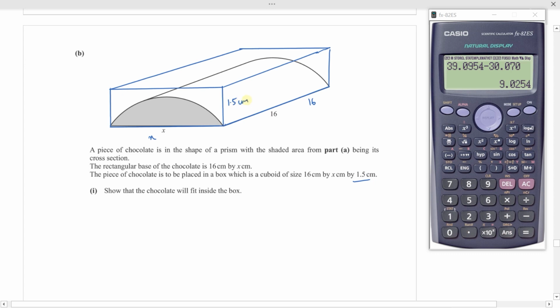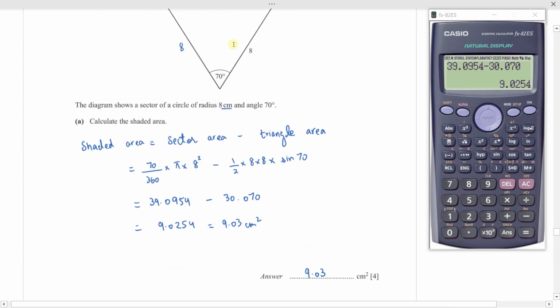So to prove that the chocolate will fit inside the box, we need to show that this vertical height, let's call this h, is less than or equal to 1.5 centimeters. If this height is greater than 1.5, then this chocolate will not fit inside this box. So this is the height. And we are given that this shaded area is the same as in the previous part.